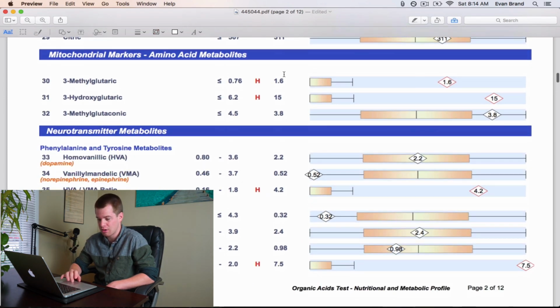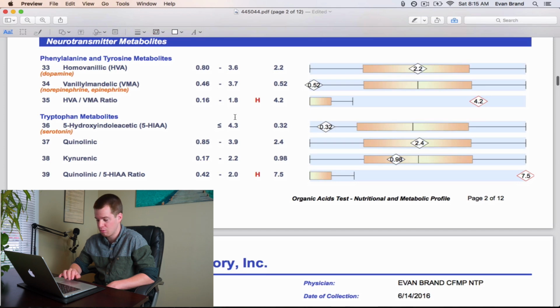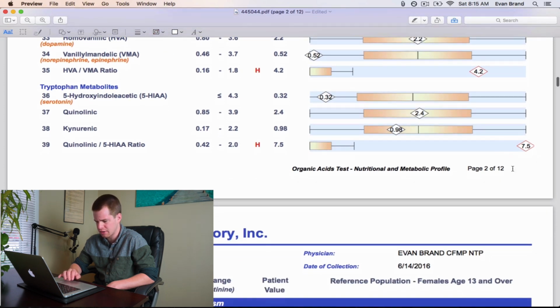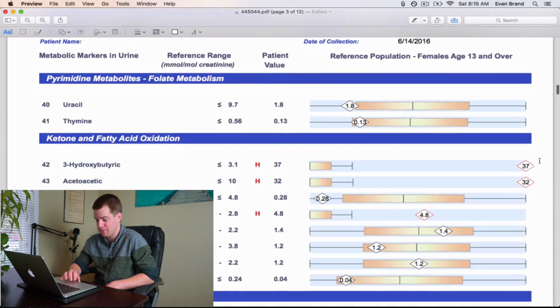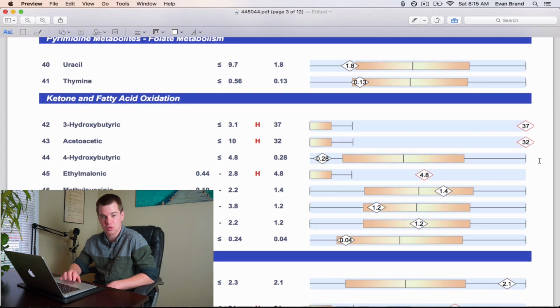Look here at some more amino acid metabolites for mitochondria. 3-methylglutaric acid, hydroxyglutaric acid, once again, just relatively high compared to what I see most of the time. We got some messed up neurotransmitter markers here. Insane amount of inflammation in the gut here. Take a look at this, quinolinic to 5-HIAA ratio. Look at this, 7.5. So that's excessive inflammation in the gut right there. So this person is going to have issues with mood, instability, just not feeling like herself.